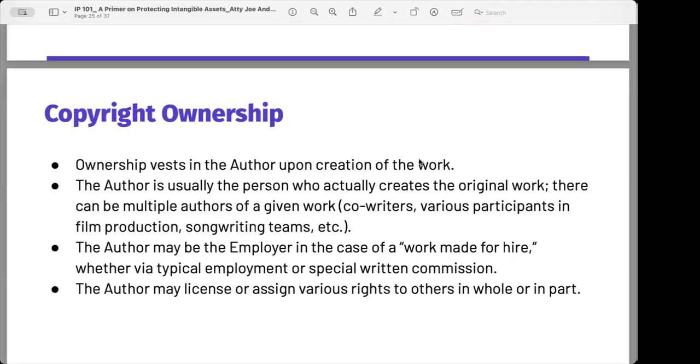In the old days, you also had to put the circle C, that means copyright, as opposed to the circle R, which is registered trademark. Circle C, the name of the copyright holder and the year.